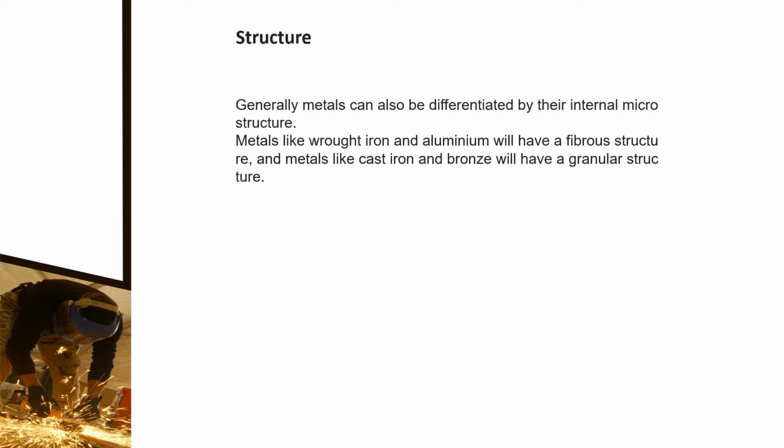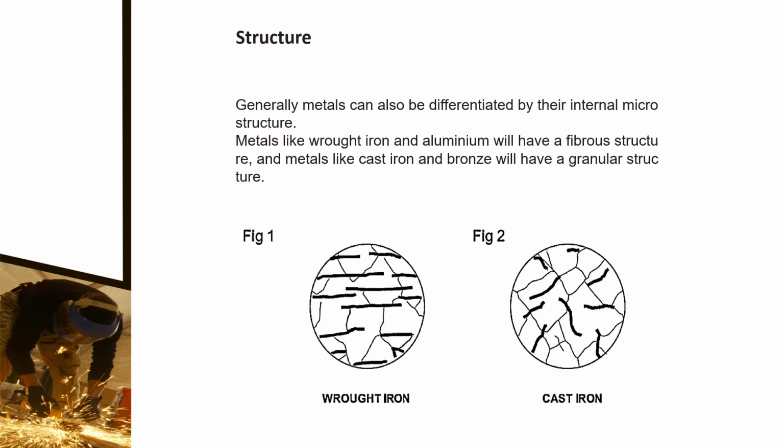Structure. Generally, metals can also be differentiated by their internal microstructure. Metals like wrought iron and aluminium have a fibrous structure, and metals like cast iron and bronze have a granular structure.